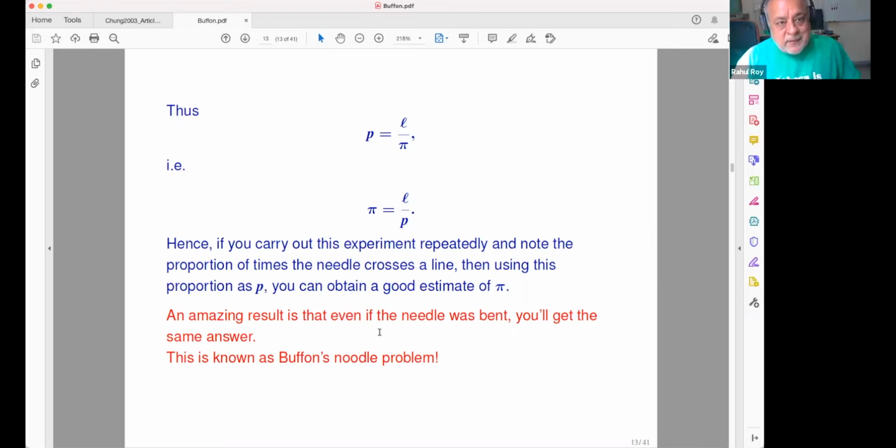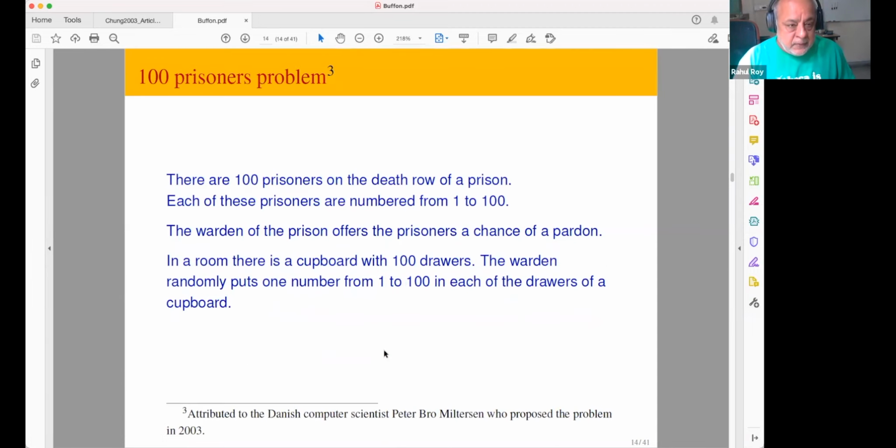And a good exercise for you would be to try and understand why this happens, and you can just go to Google and search for the Buffon's noodle problem and try and understand what is happening. Why do we have the same result for the Buffon's noodle problem? Okay.